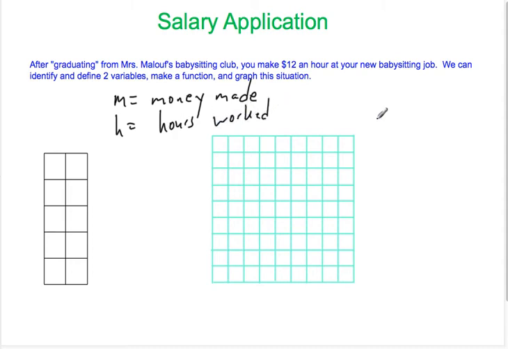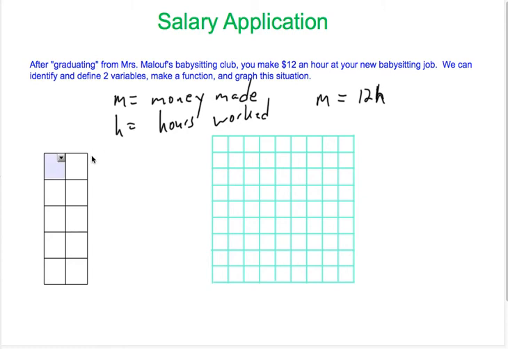So our equation could be the amount of money we make is going to be equal to $12 times the amount of hours we work, which is shown by 12H. When you have numbers next to a letter, it means multiplication. And then we can fill out our chart here.